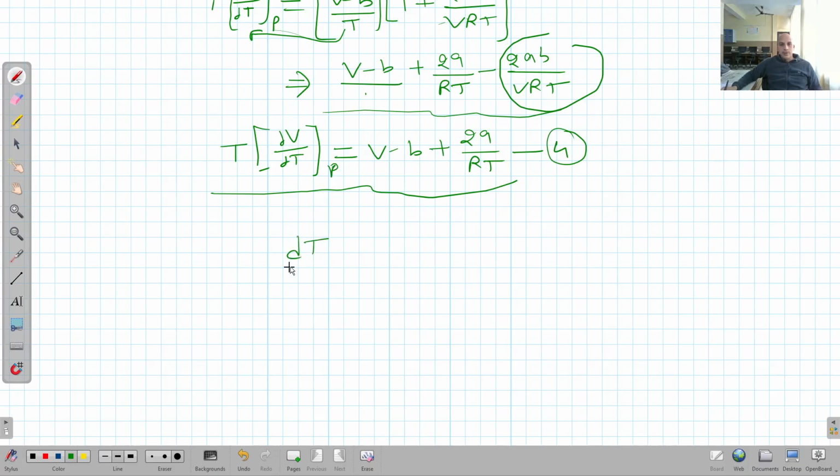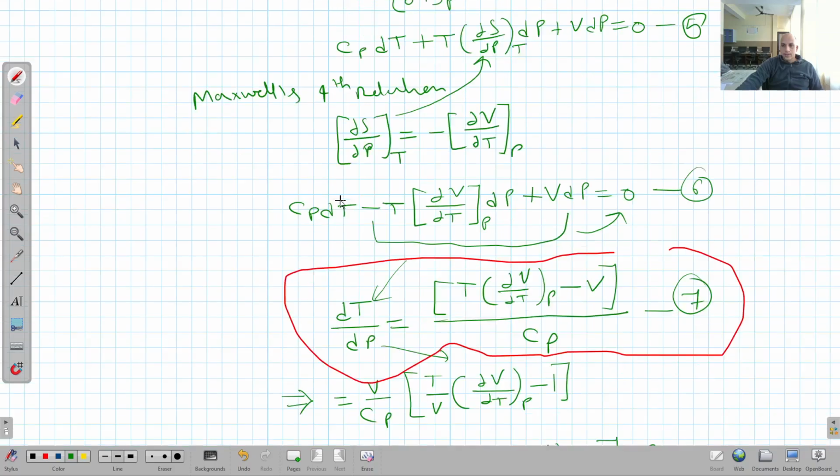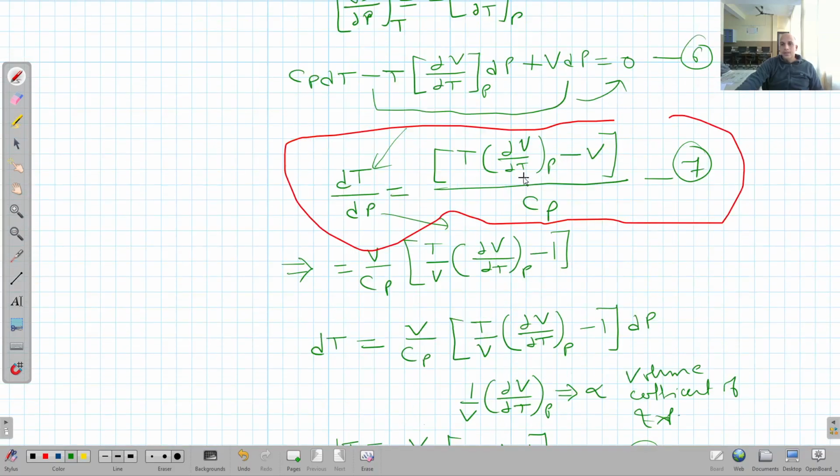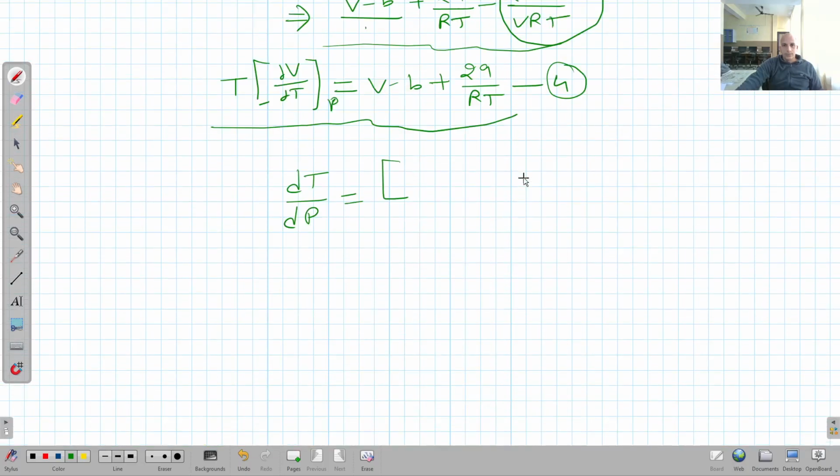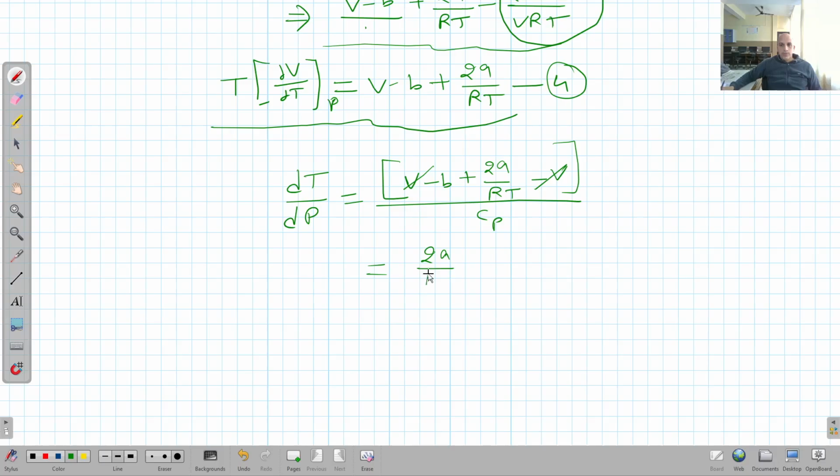Then I will get dT upon dP is equal to, I am going to put this T (∂V/∂T) at constant P. It was equation number 7. We can see here, right? T (∂V/∂T) at constant P. So I am going to put it here. So I will get this is equal to b minus b plus 2a upon RT minus b upon Cp. B got cancelled, so I got this is equal to 2a upon RT minus b in the numerator and in the denominator I got Cp. This is equal to dT upon dP, that was mu.